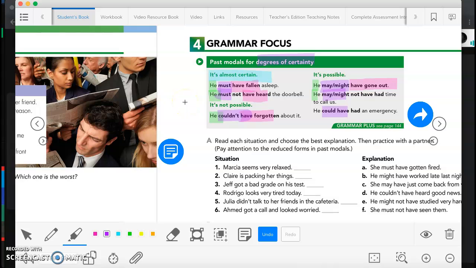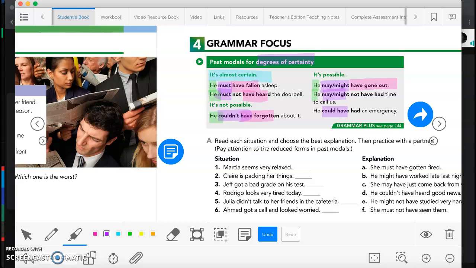If I say "he must have forgotten about his homework," it's because it's almost certain. I am almost sure that he forgot about his homework, and that's why he didn't do it. And then if I say "couldn't" in the negative, I'm saying that this is not possible. Again, I am saying that I cannot believe this thing happened. "He couldn't have forgotten about it." Like, this is crazy. I cannot believe he forgot about it.